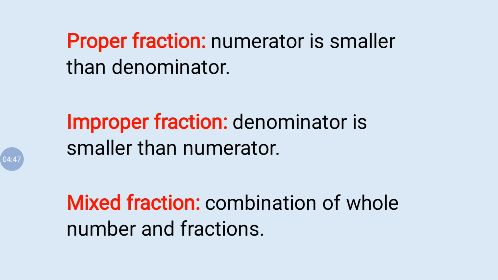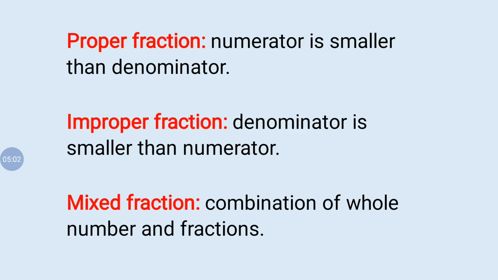Proper fraction examples: for example, 3 by 4, 12 by 19, 14 by 15. These are called proper fractions. Improper fraction: denominator is smaller than the numerator.